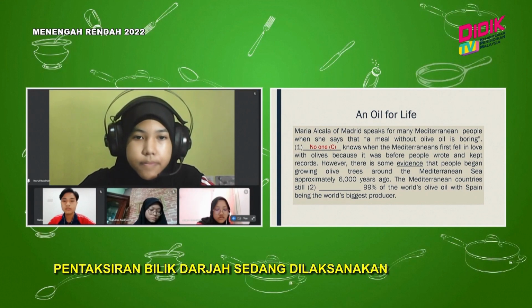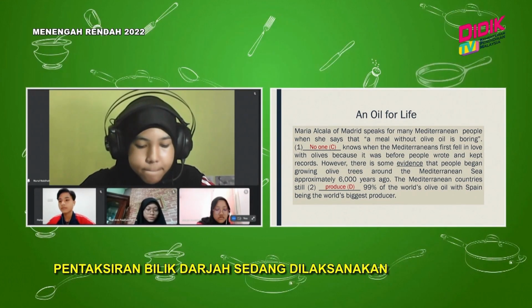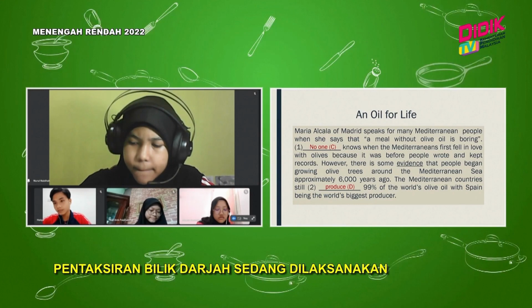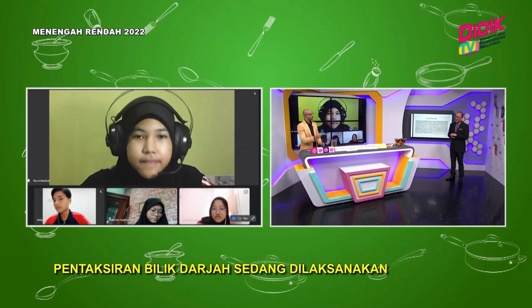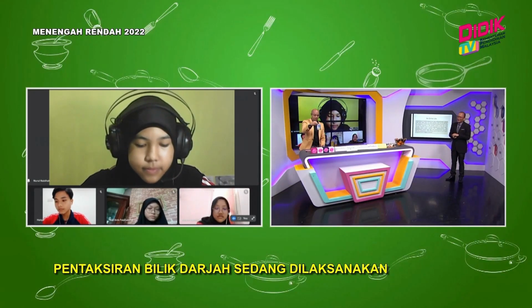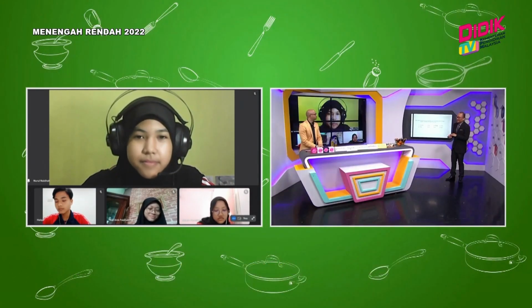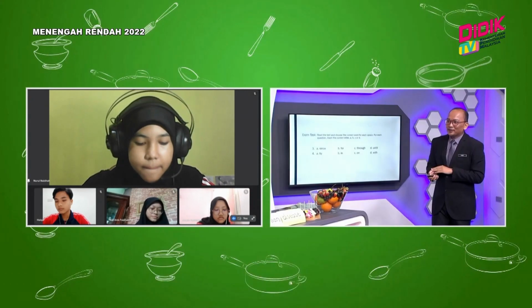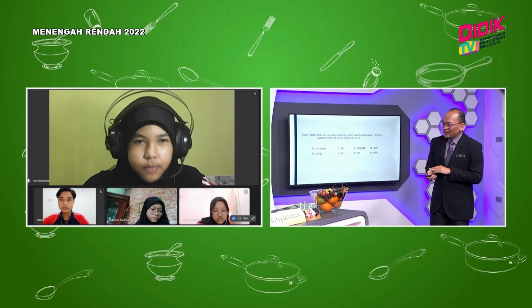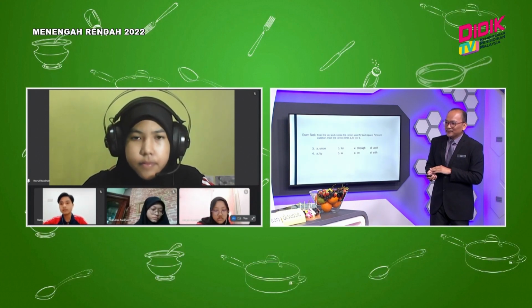Okay, so now let's check the answer. The answer will be produce, which is D. Congratulations. And shall we give her one reward? Wine goes into your box. Well done. Okay. Next is for question number 3 and also number 4. Shall we go on to who hasn't read yet? Anis?